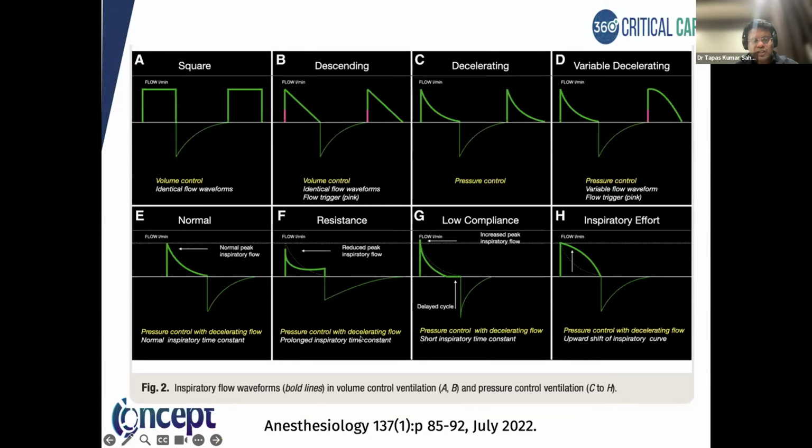Okay. Pressure control with decelerating flow, prolonged inspiratory time constant. Now, low compliance, you can see here, the delayed cycling, short inspiratory time constant. Here prolonged, here short. Clear? One is a resistance problem, one is a compliance problem.